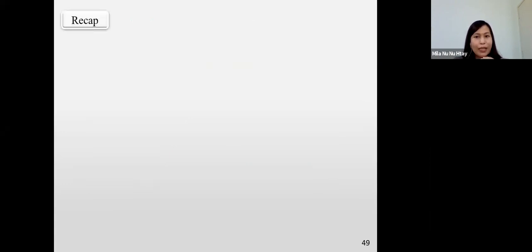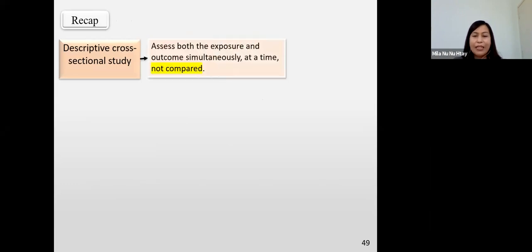So in order to recap what we have discussed today, we discussed the descriptive cross-sectional study. It means that we collect the data at the same time point. We collect the outcome disease and exposure factor, like taking a photograph, so we may not compare. And then we also need to know about point prevalence and period prevalence within that period.